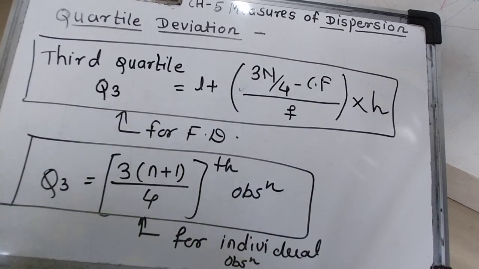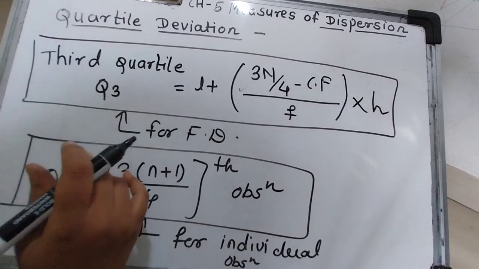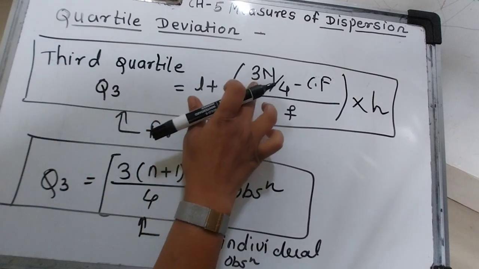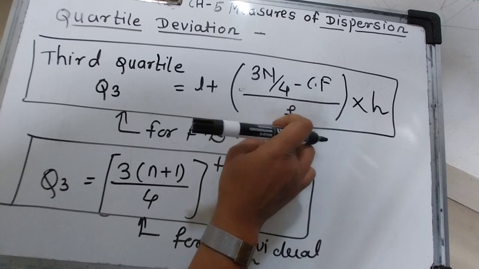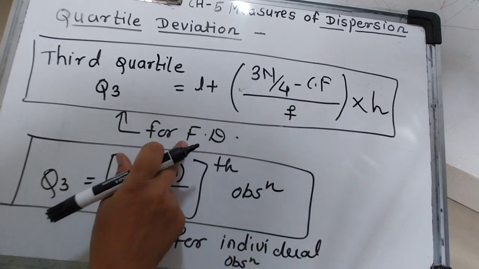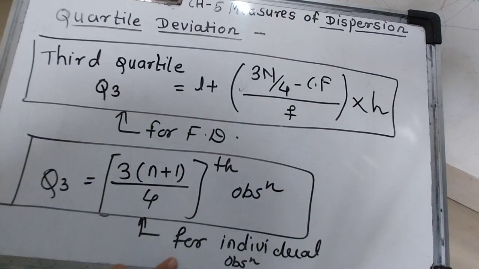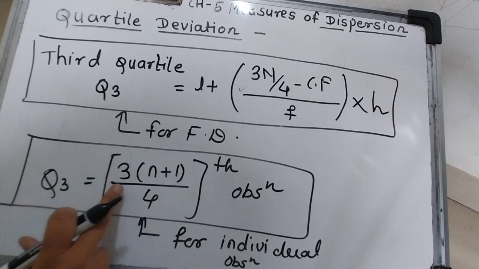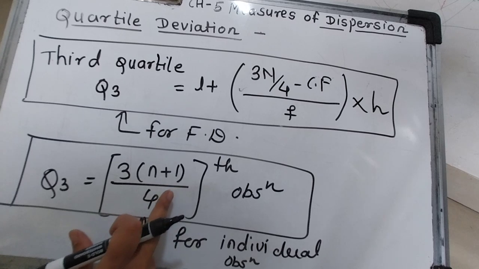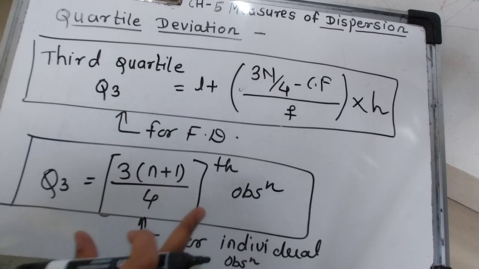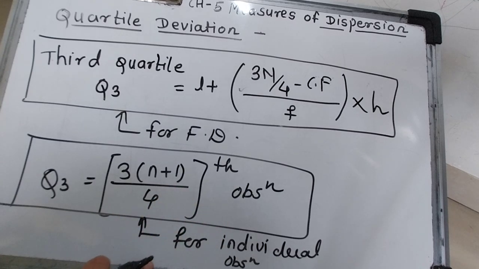See, the third formula, the third quartile Q3. L plus (3n/4 minus CF) upon F into H. This is for a frequency distribution. And Q3 for only individual observations is 3 into (n plus 1) divided by 4 observation. This is for only observations, and this is for the frequency distribution table. Understood the formulas?